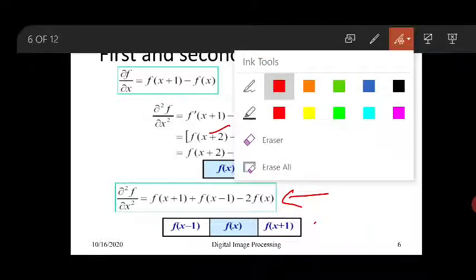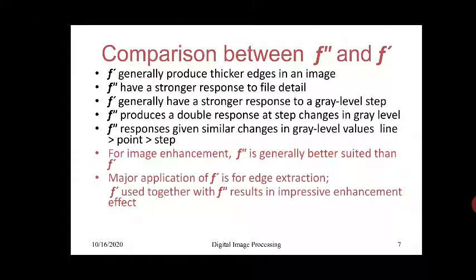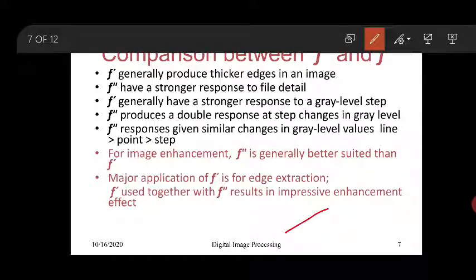Now let us move. What is the necessity of using the first order derivative and second order derivative? The first order derivative generally produces thicker edges in an image. Now how do we differentiate here? Look at this, this is a thin image. If I make it, this is a thicker image. That is, f dash generally produces thicker edges in an image. This will be a thicker edge.